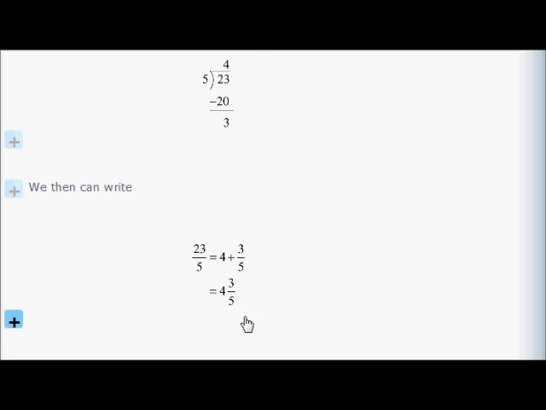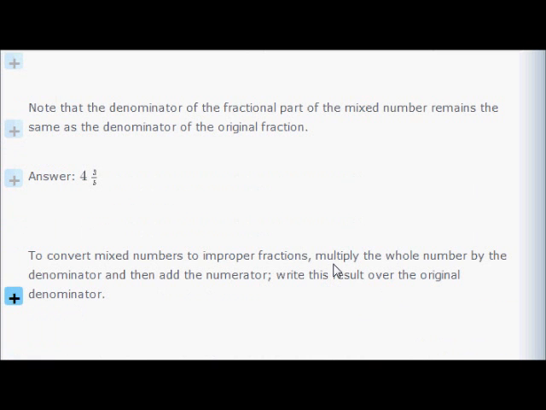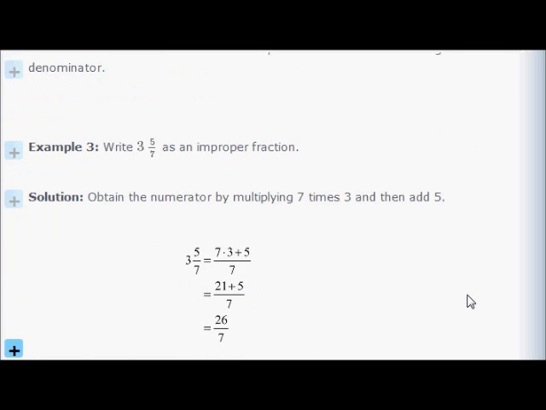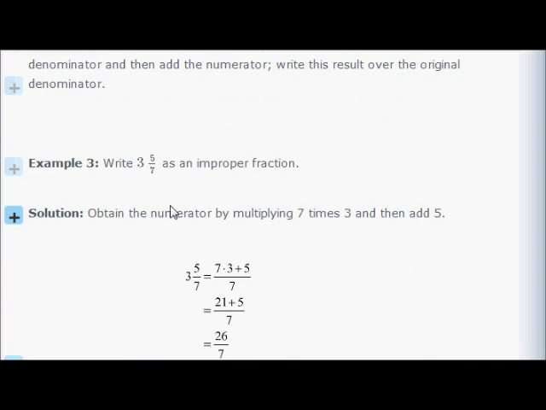And like I just said, the denominator of the mixed number remains the same as the denominator of the original fraction. To convert mixed numbers to improper fractions, so going the other way, we need to multiply the whole number by the denominator and then add the numerator, with the result over the original denominator. So what does that mean? It sounds like a bunch of gibberish, but basically, it's pretty easy when you look at the math involved.